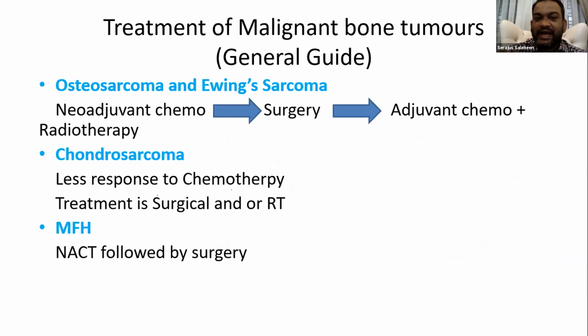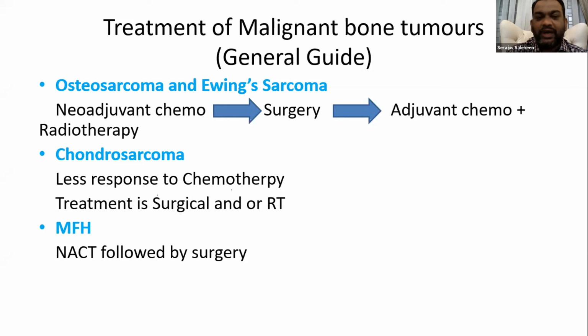And in general guideline for management of the pediatric malignant bone tumor, in osteosarcoma and Ewing sarcoma, there is a sandwich technique. First of all, after diagnosis, we send the patient to an oncologist and give neoadjuvant chemotherapy, and then surgery, then adjuvant chemotherapy. But in oncological perspective, in pediatric age group, there is a protocol.